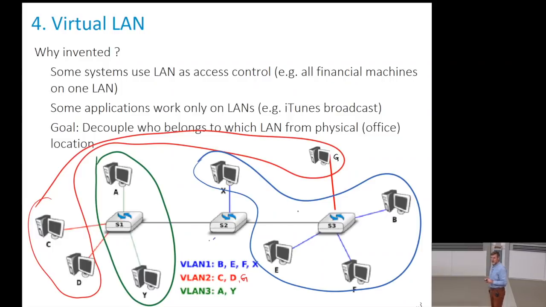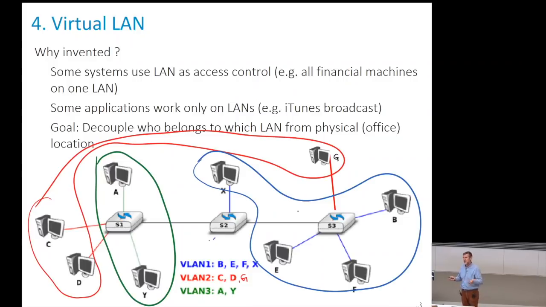Local area networks were used very often as more than simply a mechanism for interconnecting an extended physical layer, if you want. Because there are things like broadcast that work easily at the MAC layer that don't work easily at the IP layer. If you use iTunes at home to stream your music, it will work only within your local area network.